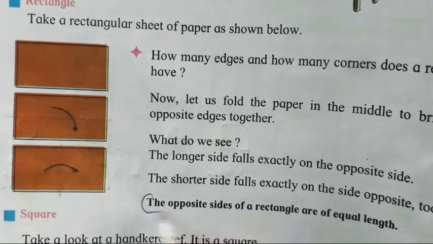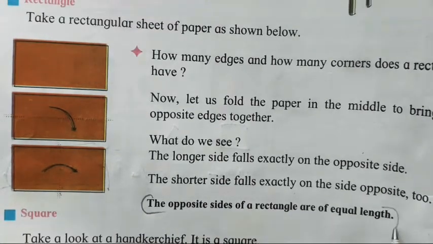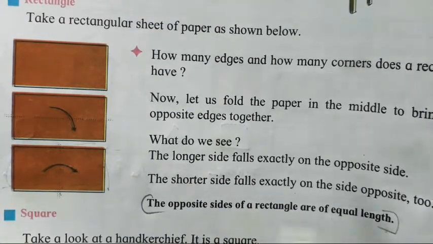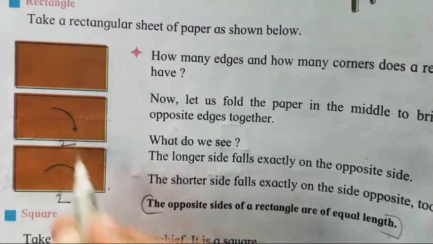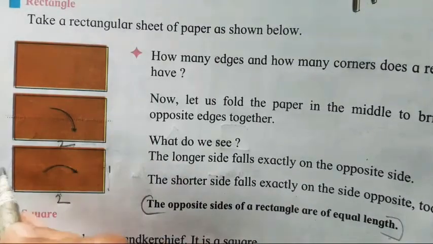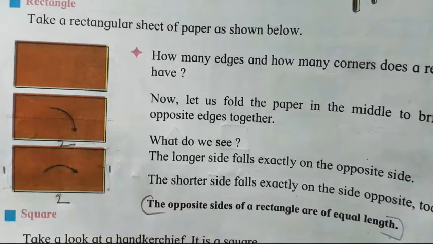So what is the statement? The opposite sides of a rectangle are equal in length. Matlab agar this is 2 centimeter, ye bhi 2 centimeter. If this is 1 centimeter, this will also be 1 centimeter.